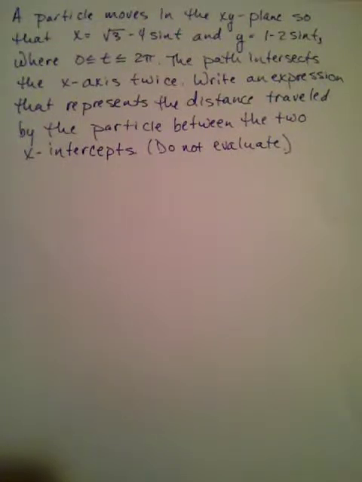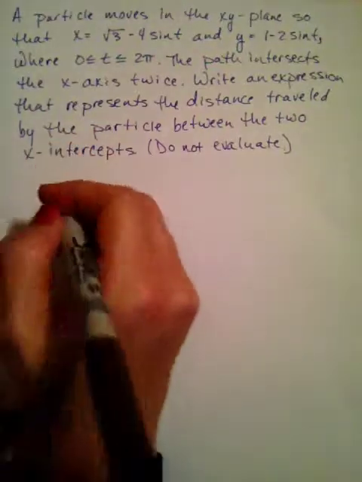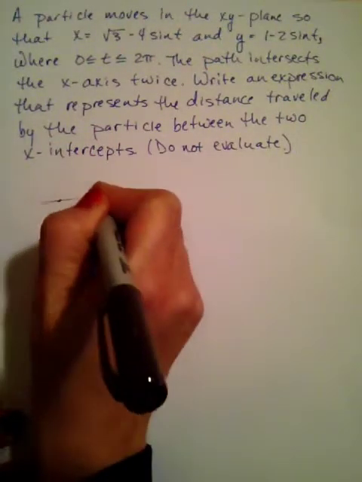A particle moves in the xy plane so that x equals the square root of 3 minus 4 sine t and y equals 1 minus 2 sine t, where our t value is between 0 and 2 pi. The path intersects the x-axis twice, so if this was our x-axis, we know that it's going to intersect twice.